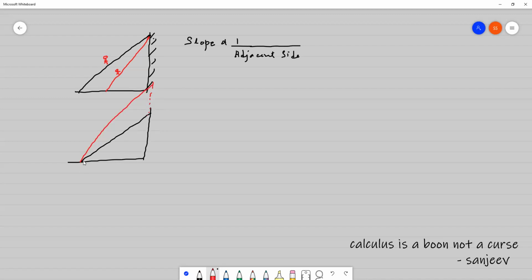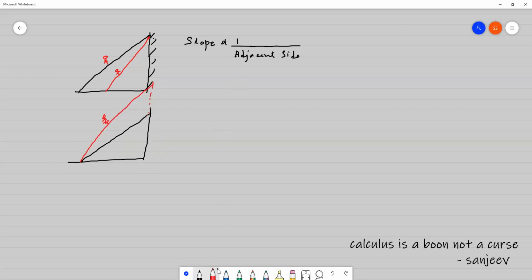So in this case, both these ladders have the same adjacent side, but the opposite side of the red ladder is more than the opposite side of the black ladder. So which ladder in this case has more slope? Obviously the red ladder, because a person climbing here finds this harder to climb than this one. So the red ladder has more slope here. That means, the adjacent side being the same for both ladders, if the opposite side is more, then the slope is also more.